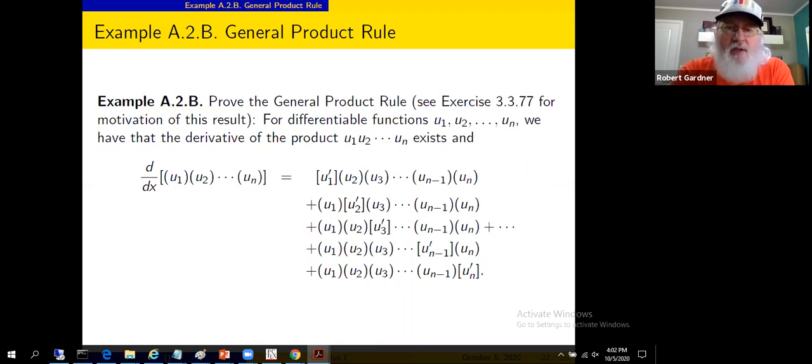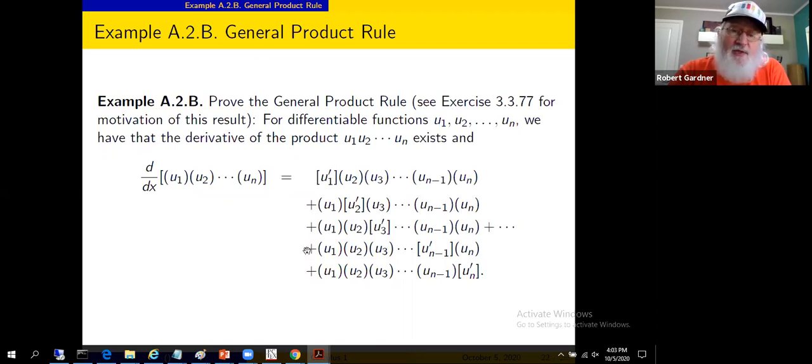Use an induction. The claim is, if we had differentiable functions, u sub 1 through u sub n, and we wanted to differentiate the product, u1 times u2, and so on, times u sub n, a product of n functions. I'm going to put them in parentheses because you probably know where I'm going with that. The derivative of the product of those n things is given by that stuff on the right. So what we have here is a product of all of those functions with the first one differentiated, plus a product of all of those functions with the second one differentiated and the others not, plus a product of all those functions but with the third one differentiated, etc.